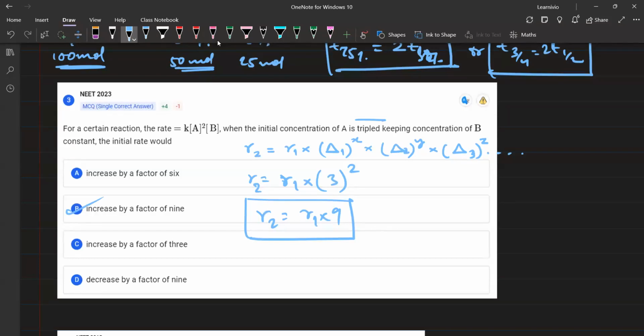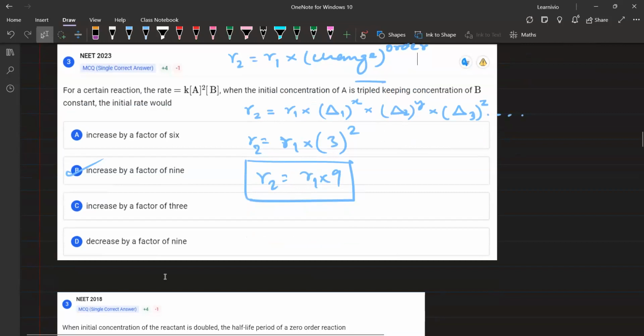So you can do it. This is valid for concentration, by the way. Only for concentration. Whether you halve or double, whatever you do, it is going to be valid. It is better if you write it like this: R2 will be equal to R1 multiplied by whatever change you are doing, to the power of the order of that particular reactant. The order of the reactant in which you are making the change. So it will increase by 9 times. Moving on.